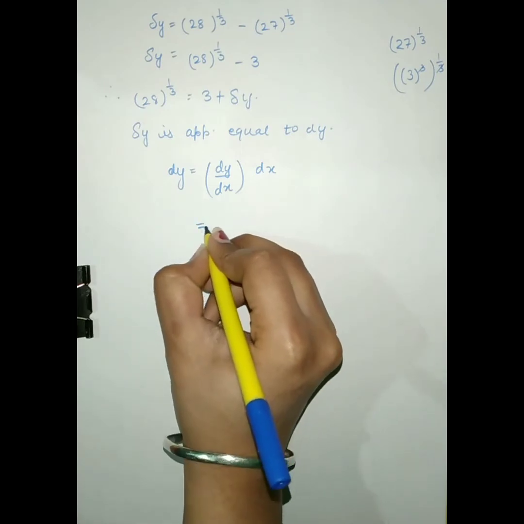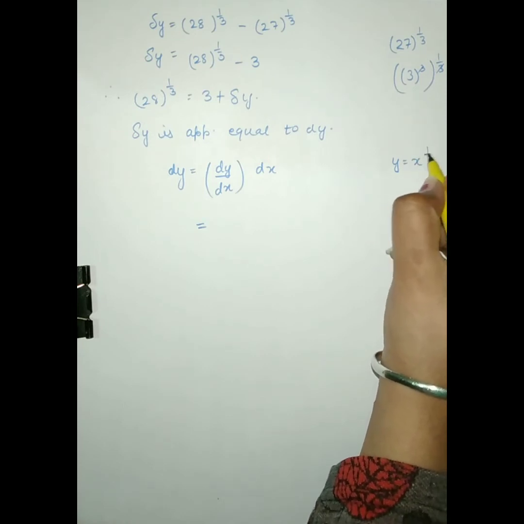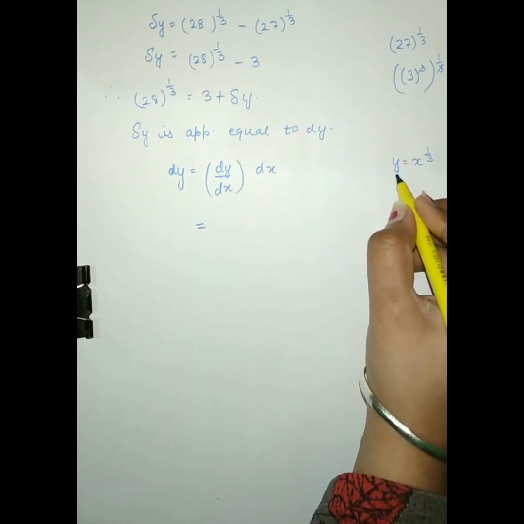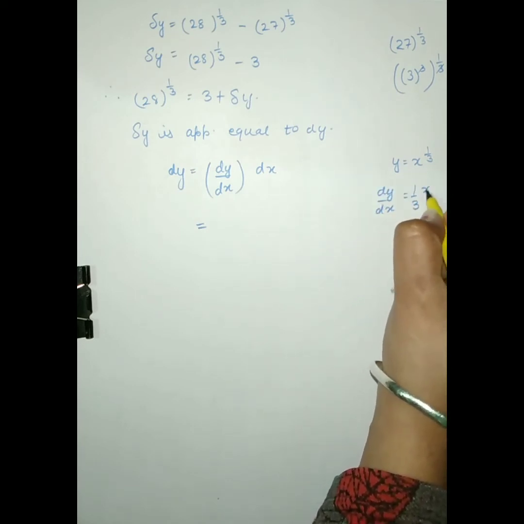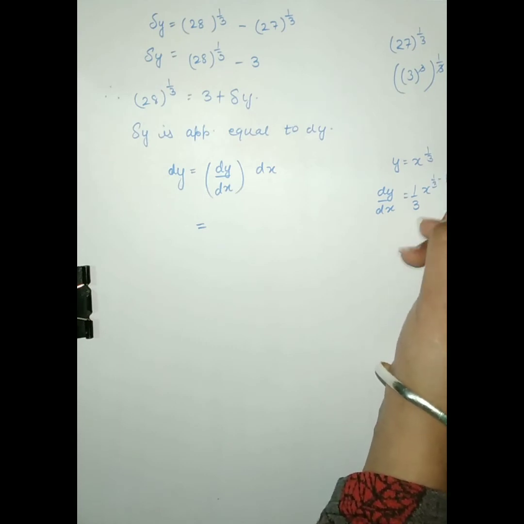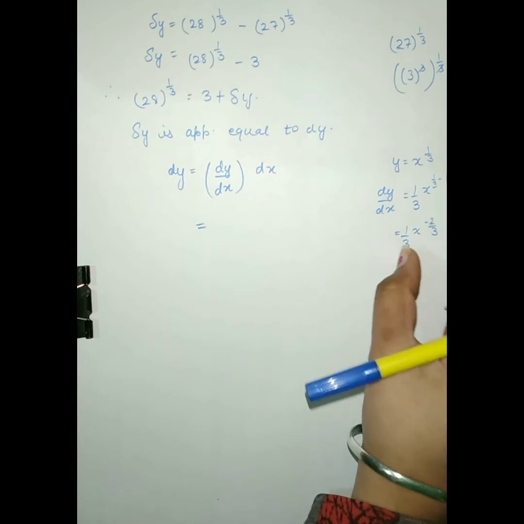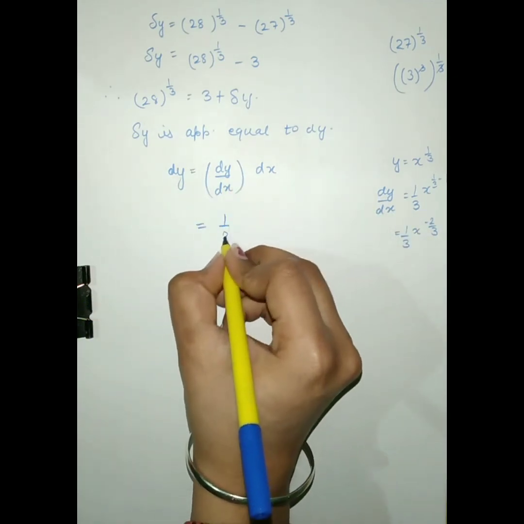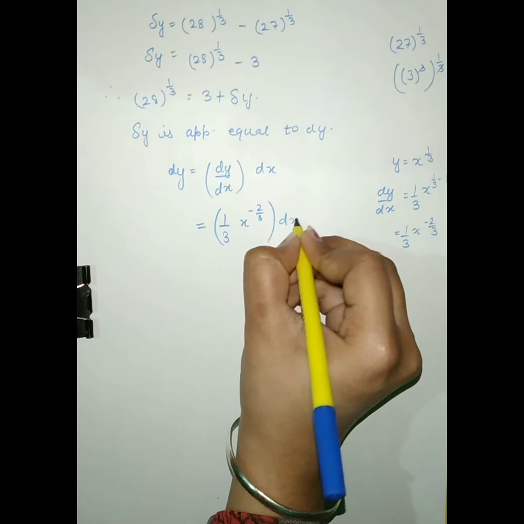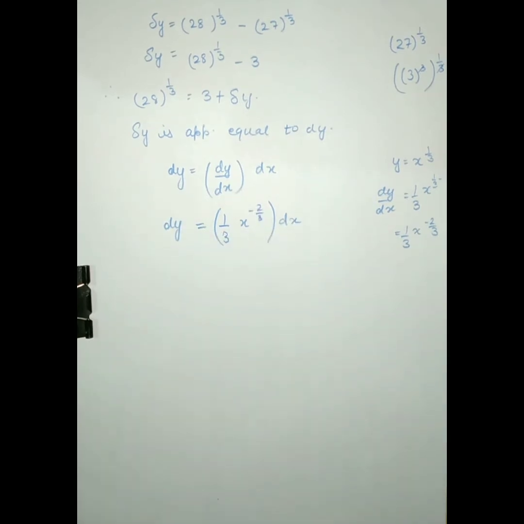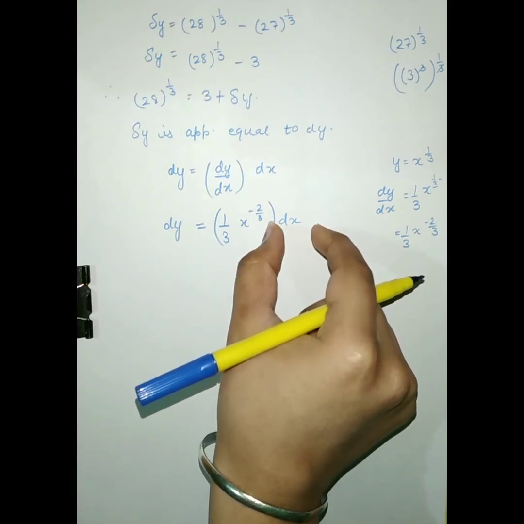Because y equals x raised to the power 1 by 3, if we find the derivative of y with respect to x, then we get dy by dx equals 1 by 3 x raised to the power 1 by 3 minus 1. That means here we get 1 by 3 x raised to the power minus 2 by 3. So we will use this value here, then we get 1 by 3 x raised to the power minus 2 by 3 times dx, which will be equal to dy. And here we will also put the value of dx, which is equal to 1, which is also approximately equal to del x.